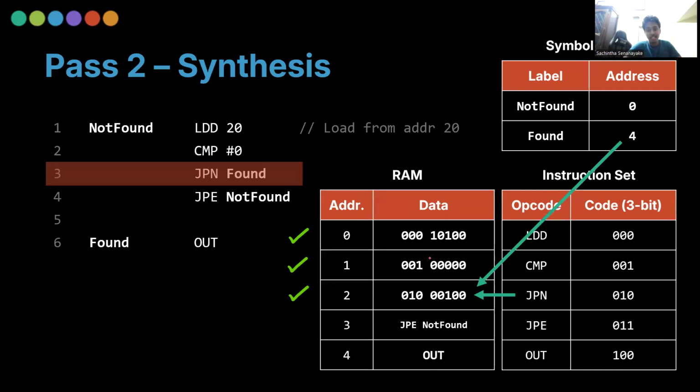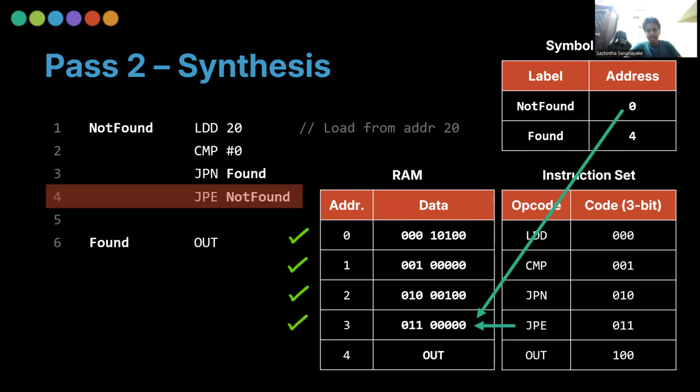Now, this is an instruction that requires a reference to the symbol table. Not only does it have to resolve JPN from the instruction set as 010, it also has to resolve what found means. But that can be located from the symbol table that we created in pass number 1, where we can look up what found means. Found is a reference to address number 4, and we represent 4 in binary as the operand in front of the opcode JPN. But now it's all in binary.